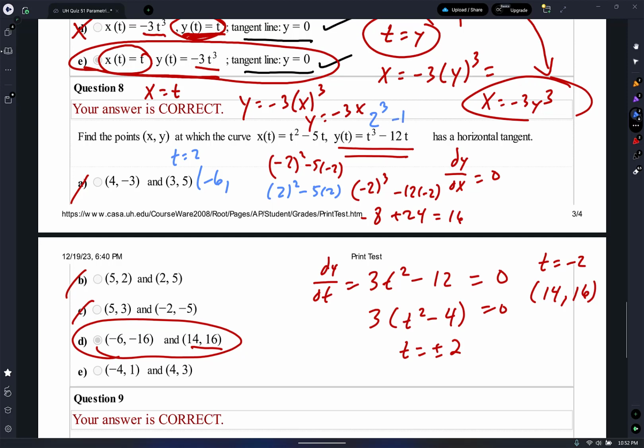2 to the third power minus 12 times 2. 2 to the third power, that's an 8. 12 times 2 is 24. So 8 minus 24 is negative 16. So there's my point, and here's my other point. So there it is: negative 6, 16; negative 6, negative 16; and 14, 16.